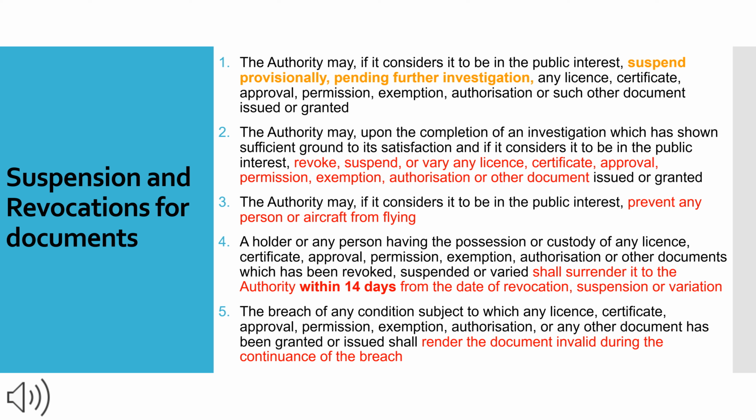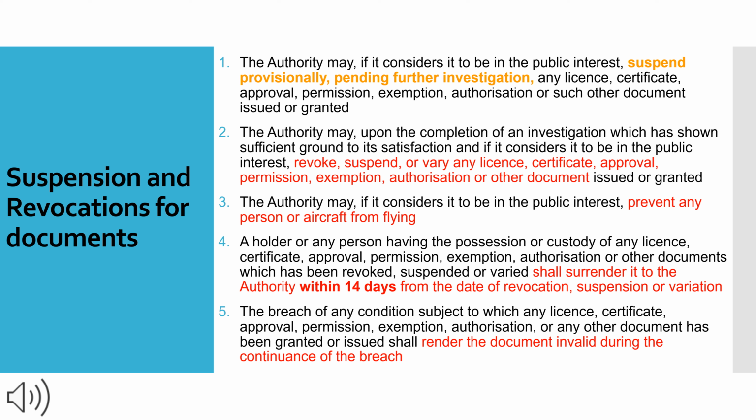Suspension and revocation of documents. The authority may, if it considers it to be in the public interest, suspend provisionally, pending further investigation, any license, certificate, approval, permission, exemption, authorization, or such other document issued or granted. The authority may, upon the completion of any investigation which has shown sufficient ground, and if it is considered to be in the public interest, revoke, suspend, or vary any license, certificate, approval, permission, exemption, authorization, or other document issued or granted.